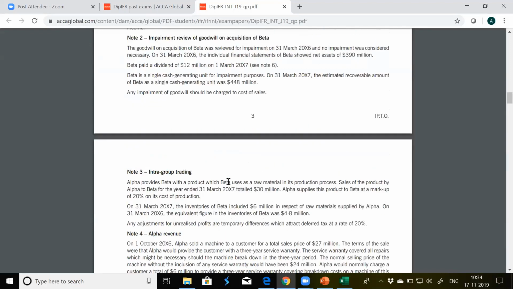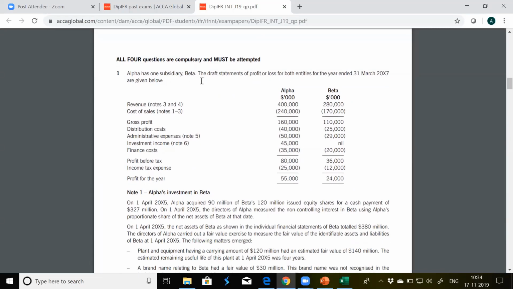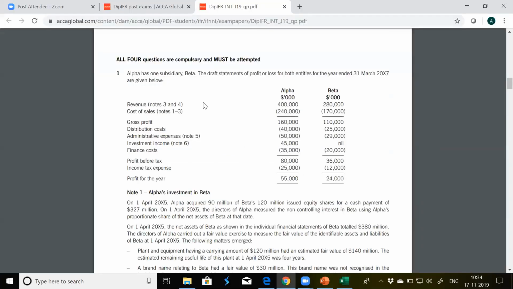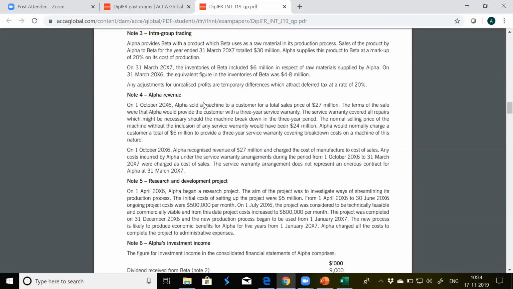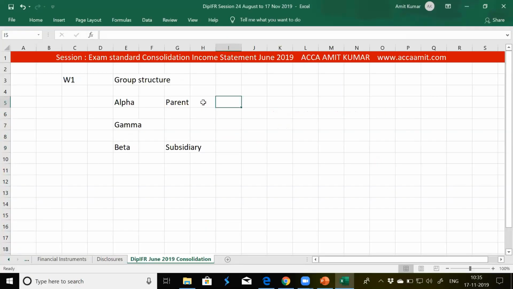When we look at the question, we get to know that there is Alpha as well as Beta. Alpha has one subsidiary, Beta. Subsidiary means we have control over it and it will be forming part of our consolidated income statement. We need to prepare financial statements for the year ended 31st March 2007. So date of balance sheet is 31st March 2007.